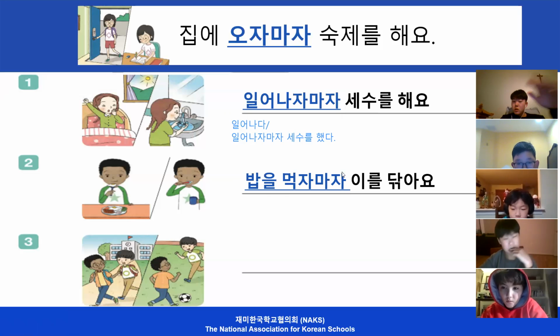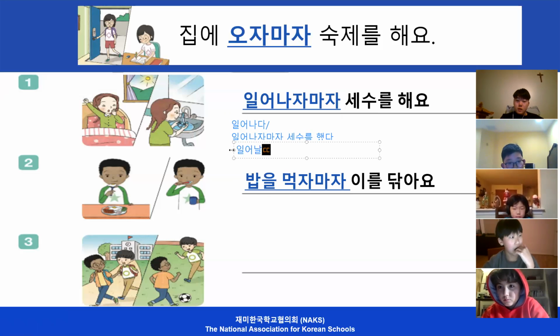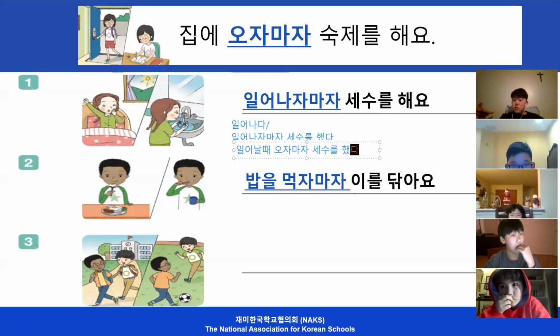Well, Leon, did you hear what I said earlier about your explanation? Did that make sense? No, I didn't hear it. You froze up. Okay, so let me go through it again. You said 일어날 때 오자마자 세수를 했다. So the problem is, Leon, that you don't have any subject here. In this sentence right here, 집에 오자마자 숙제를 해요.